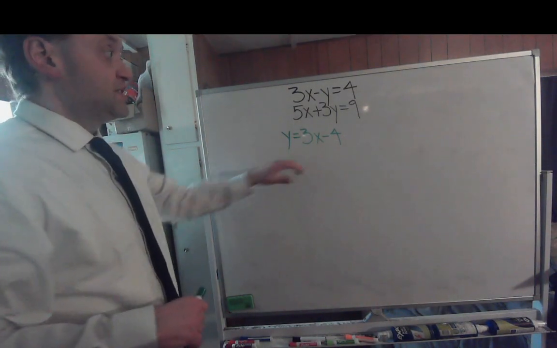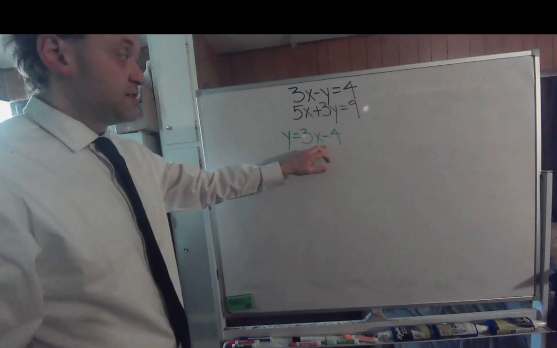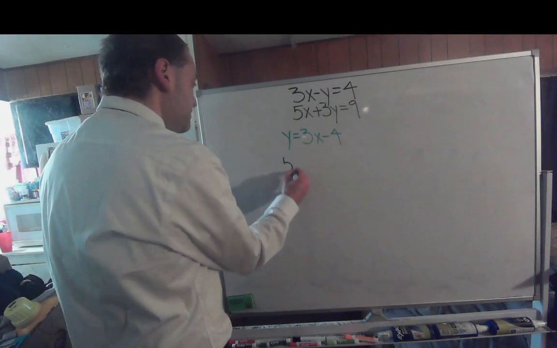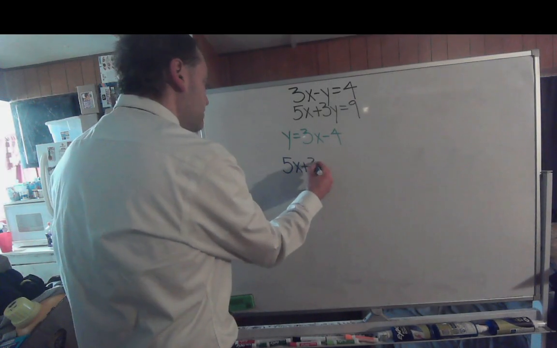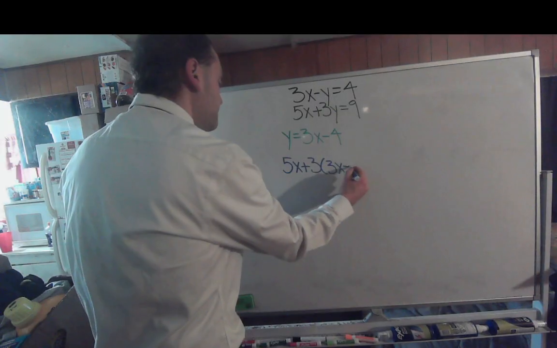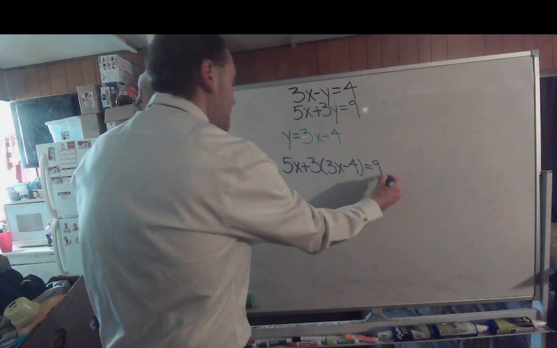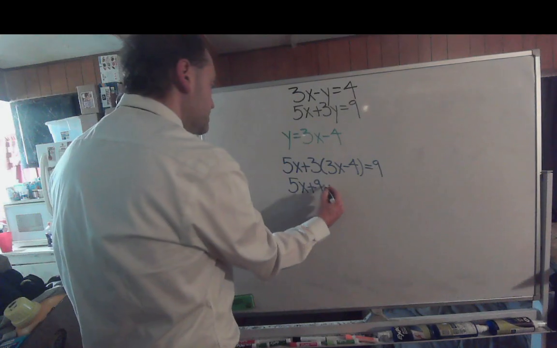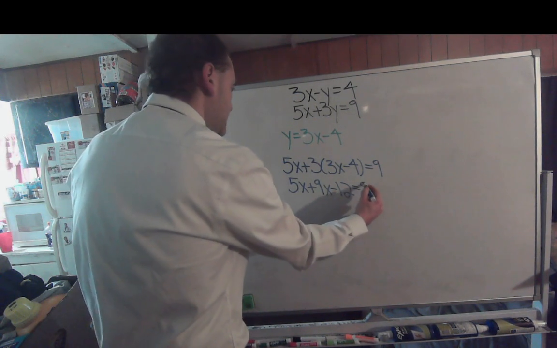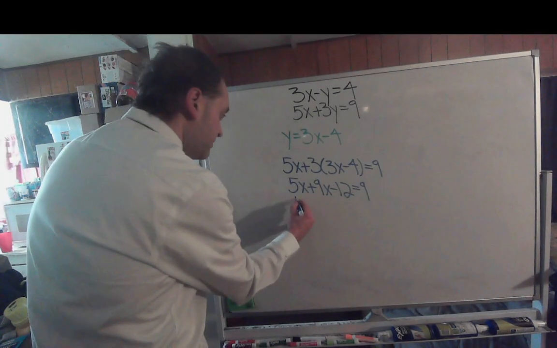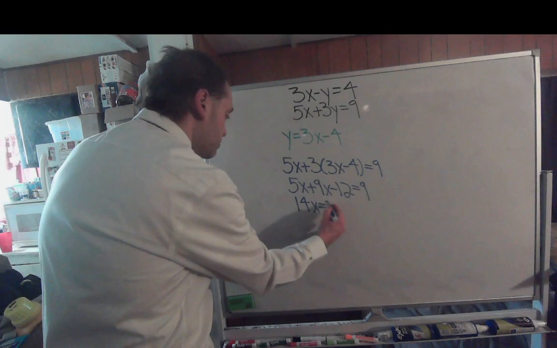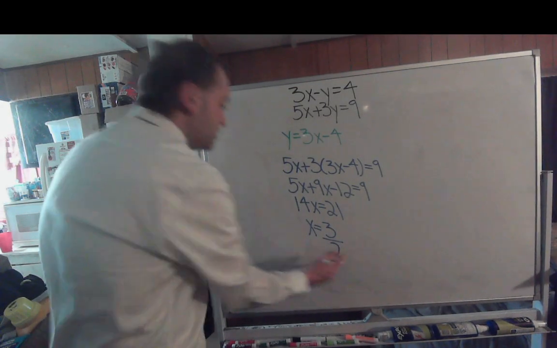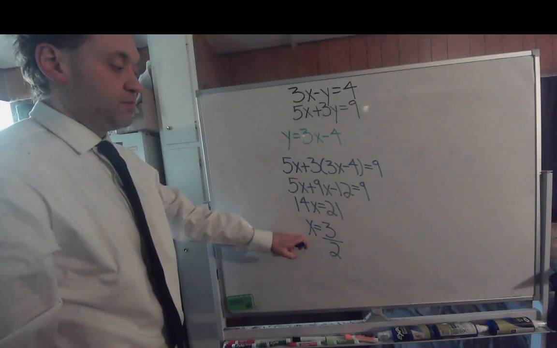So now, in the second equation, we can take that 3x minus 4 and substitute that in for y. So let's go ahead and do that. You would end up with 5x plus 3 times the quantity of 3x minus 4, which would all equal 9. Well, this would give you 5x plus 9x minus 12 equals 9, which would end up giving you 14x equals 21, which means x would be equal to 3/2. So there's the x-coordinate of the ordered pair for the point of intersection.